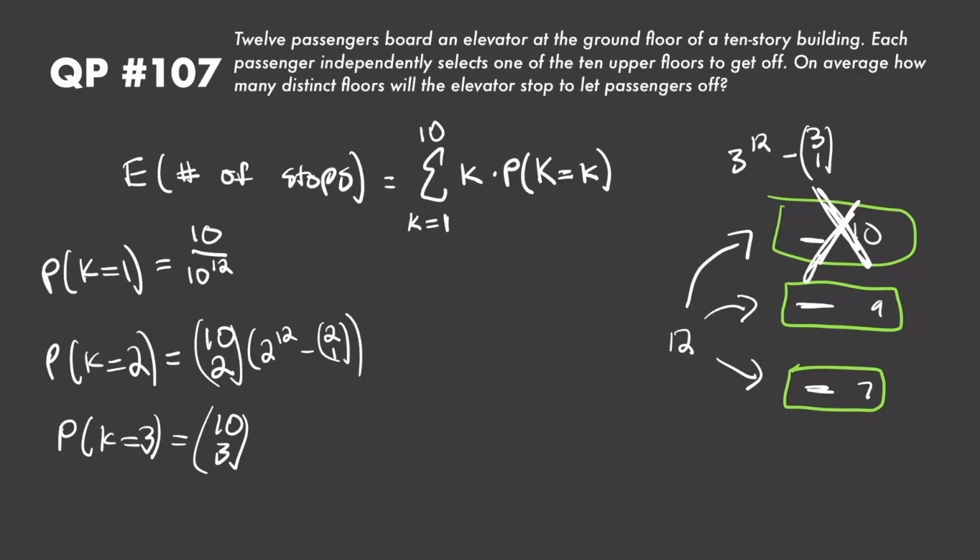And then once I choose which one is empty, I have 2 to the power of 12 different ways to distribute 12 people to 2 floors. Now I've over subtracted the cases where 2 of our floors are empty, just inclusion-exclusion. I need to add back on these cases.